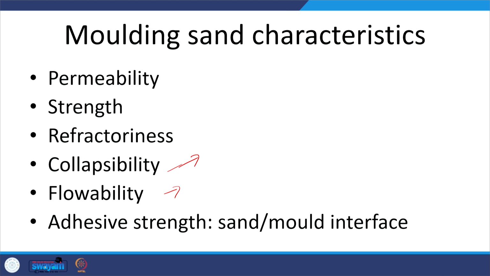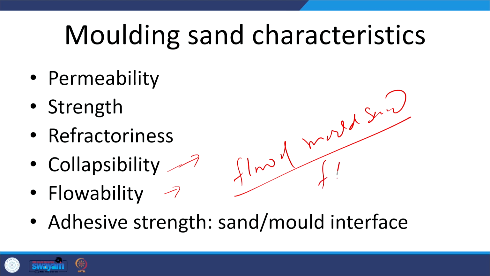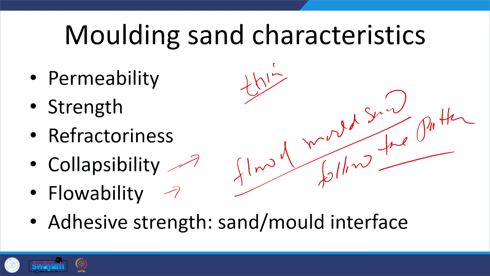shape of the pattern to produce the desired shape of the mold cavity. The flow of the molding sand must be good, so that it follows the pattern surfaces, and this is especially important when the sections are thin and the geometry is complex.